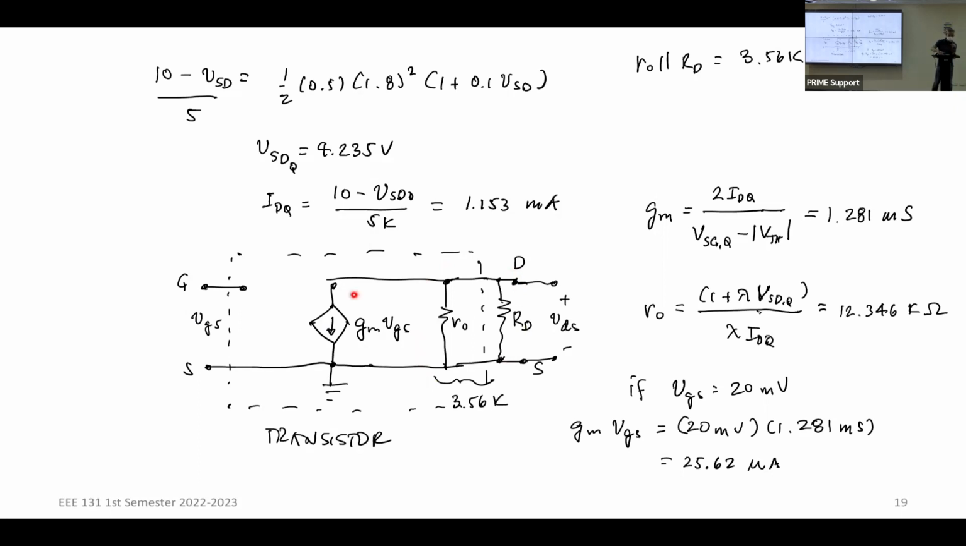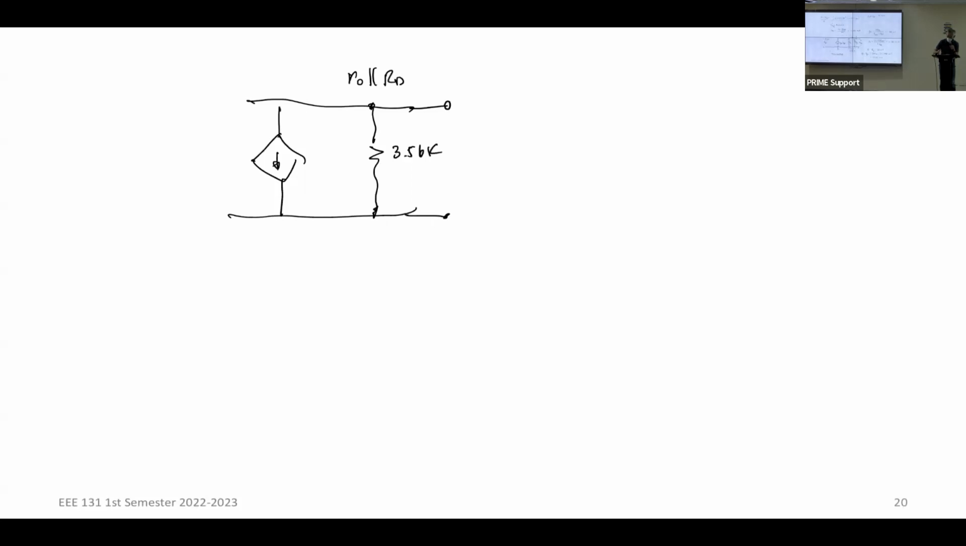So yung current dito, magpo-flow pa aketron, no? So let me just draw that, no? This is my output now. This is RO in parallel with R sub D. So what did I say that was? That was 3.56K. What did I say this current was? This current is 25.62 microamperes. Microamperes. So yung current na yan will flow this way. Right? It will just flow up there because this is an open circuit.